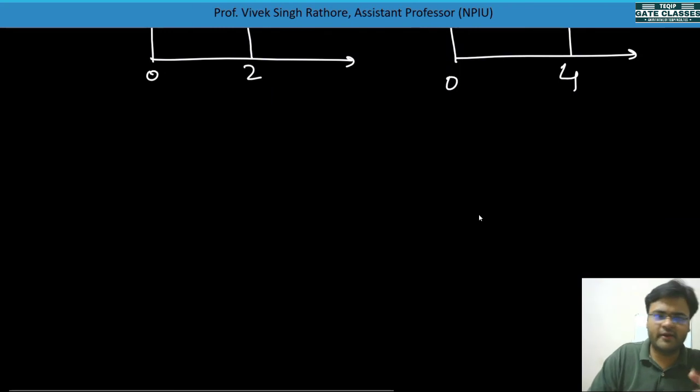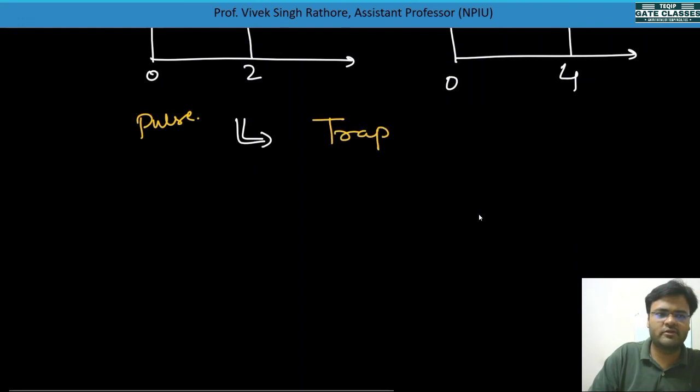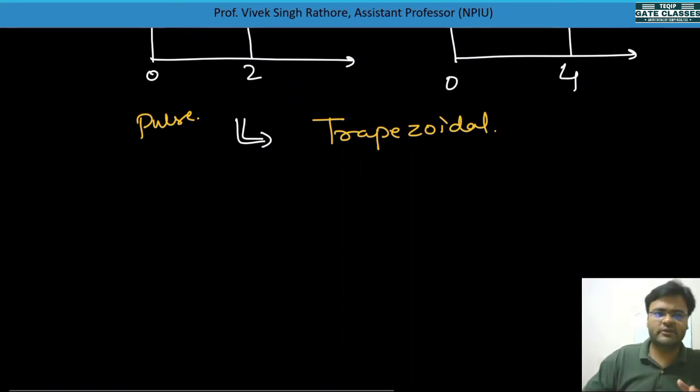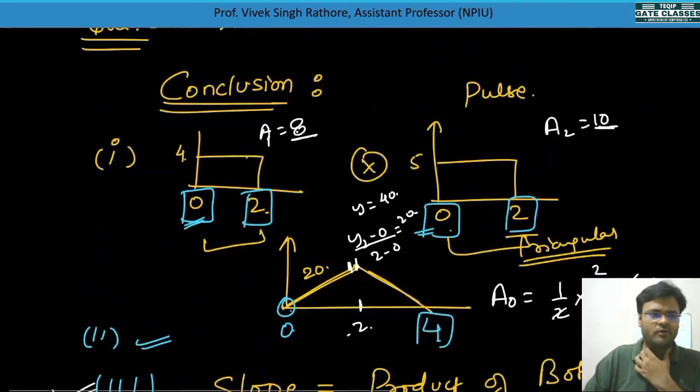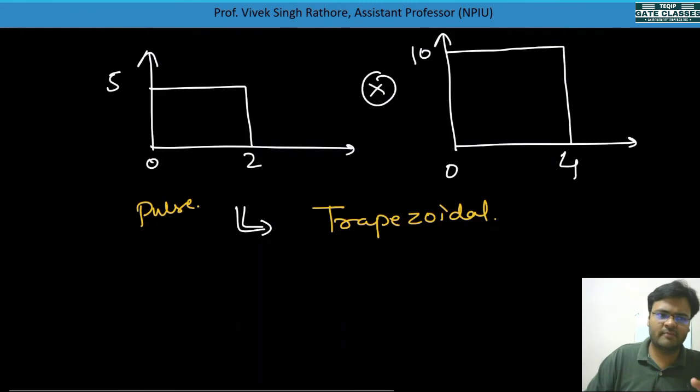Definitely you need to remember that whenever two pulse signals of different amplitudes are convolved, you will definitely get a trapezoidal signal. So you need to remember both properties: if the duration is the same, you will get a triangular signal, and if the duration is different, that is why I wrote this answer directly as trapezoidal. This will definitely come as a trapezoidal signal.